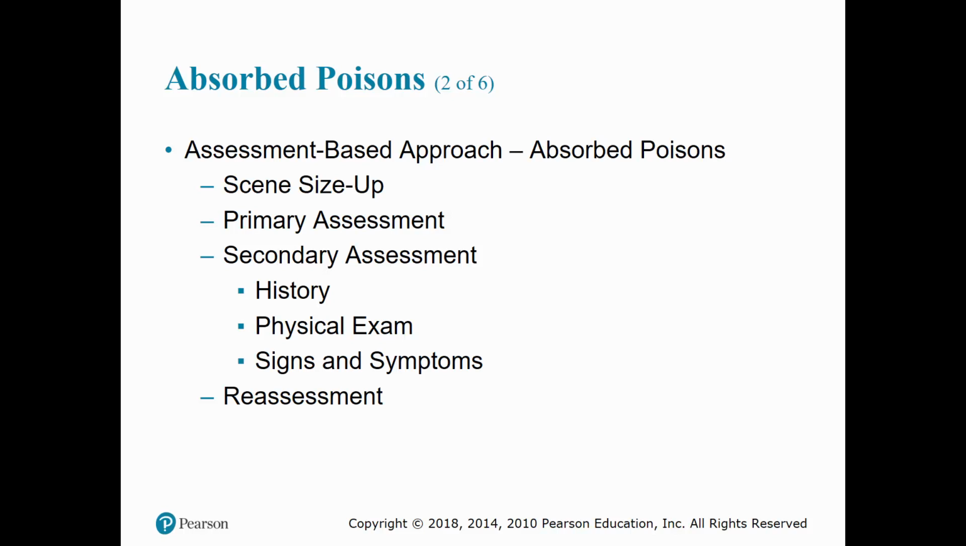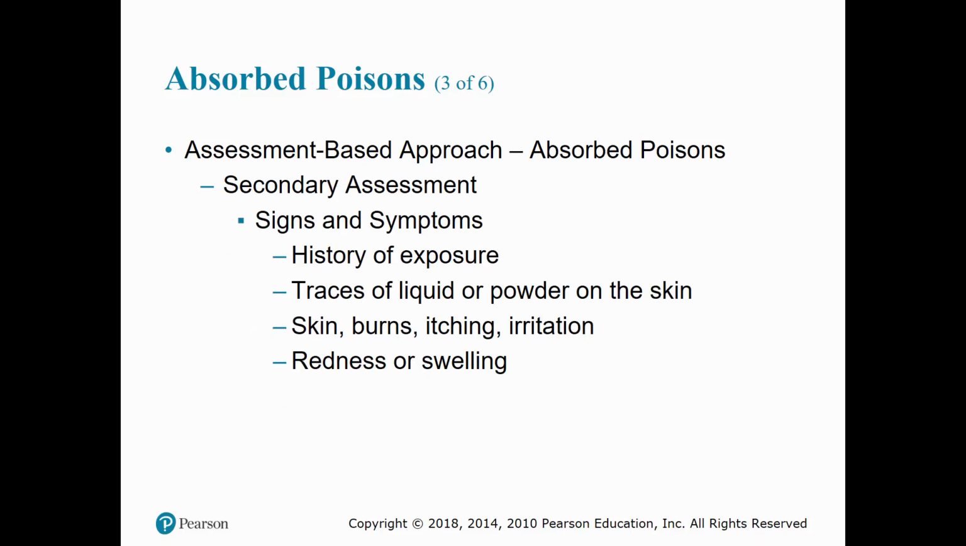After you get done with your primary assessment, go to the secondary. Look for any poison that may be on the patient or his clothing. If it's a dry chemical, brush it off. Go into your secondary, go into your history, physical exam. Look at your signs and symptoms. Is there any traces of powder or liquid on the skin? Any redness, swelling, skin burns or itching?